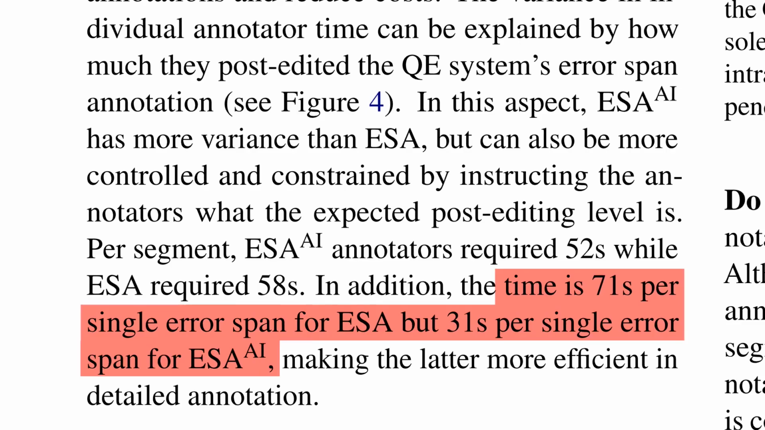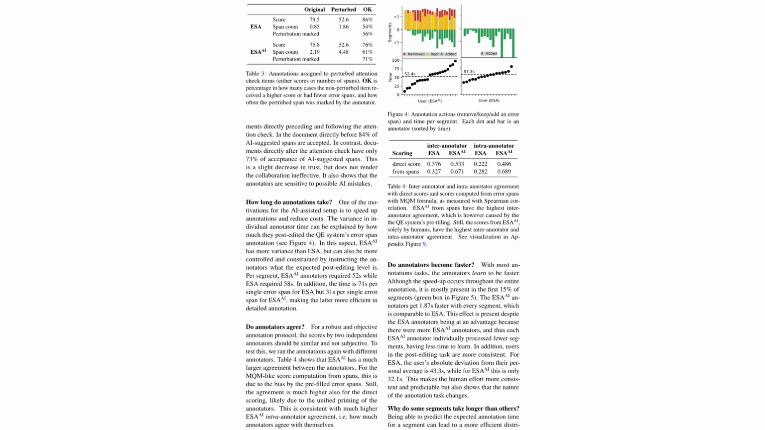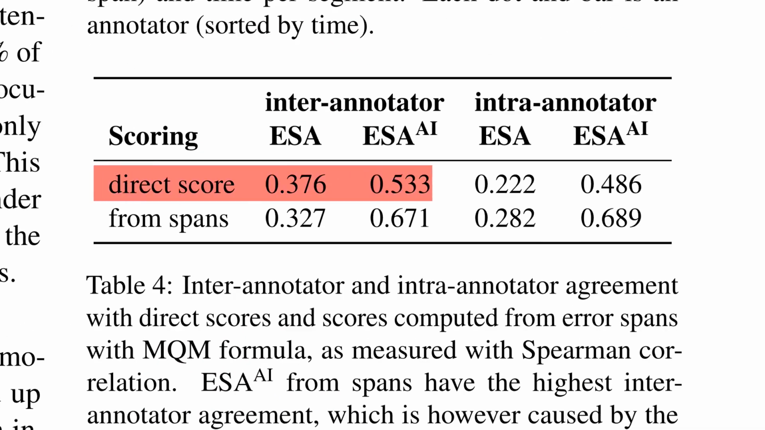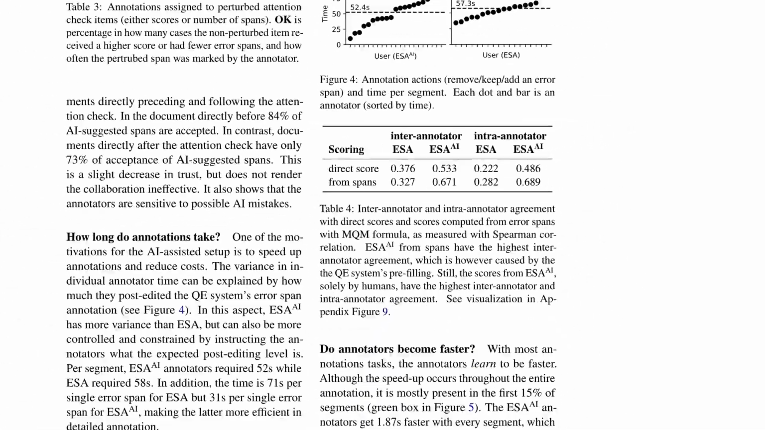Cool, but apart from the number of detected errors, how do we know that the annotation protocol is also of high quality? Again, we turn to inter-annotator agreement, which measures how similar two independent annotators annotate the same translation. And again, we measure it by Spearman correlation based on the final translation score. For ESA, that's 0.376, while for ESA AI, that's 0.533. This is one of the reasons why we ask only the human annotator and not the quality estimation model to provide the final score, to mitigate biases. Read the full paper if you are interested in other ways to measure annotation protocol quality.